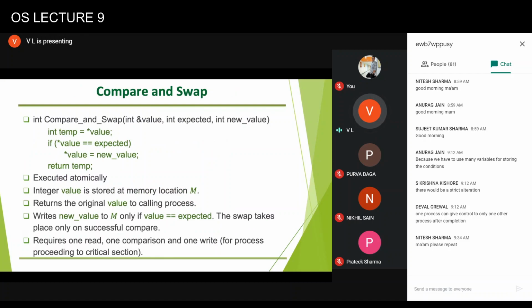Some of the hardware will support compare and swap. So what compare and swap does, it reads the value from the memory location. And this old value is returned back to the calling process. But this value is updated only if this value is equal to some expected value. So this particular instruction requires three parameters: value, expected, and new value. So the memory location which is storing value will be updated to new value if this value is equal to expected value. In any case, the old value is returned to the calling process.